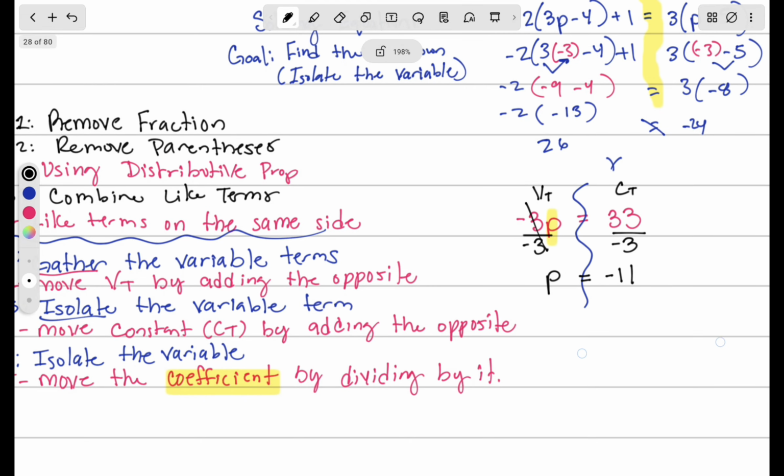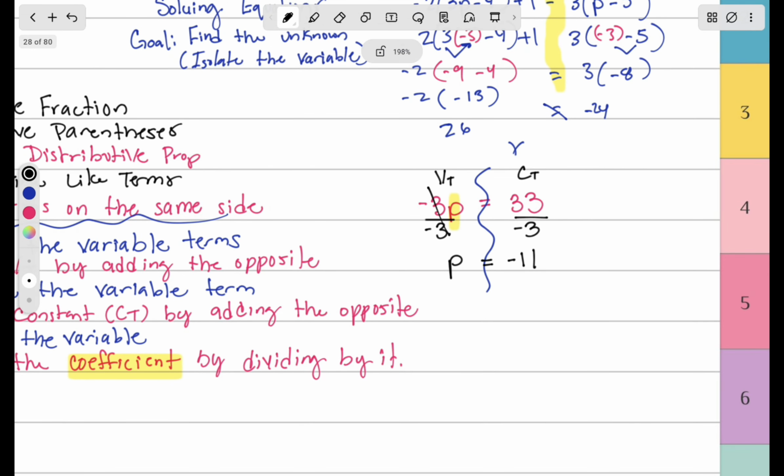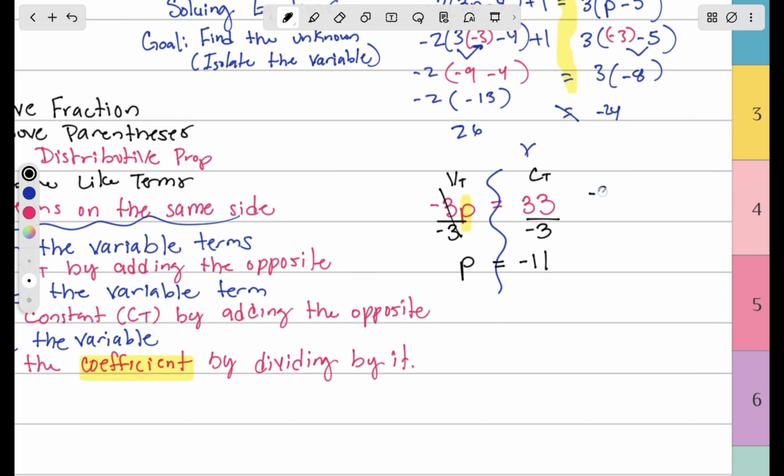Now, let's make sure it's right. If we plug this in, -3 times -11 equals 33. Now look at this. If you don't know where this -11 came from, I need you to ask me. If you don't know why I put negative in there, I need you to ask me. Because it's P. So let's do it. What's -3 times -11? Positive 33. Does 33 equal 33? Are they the same? Yeah. So you know you're right.